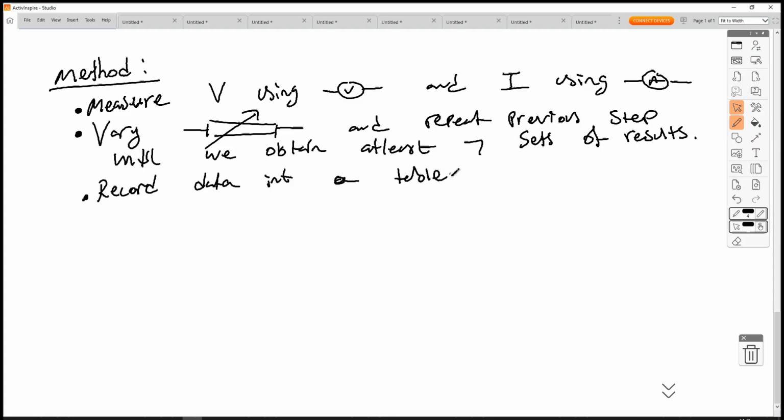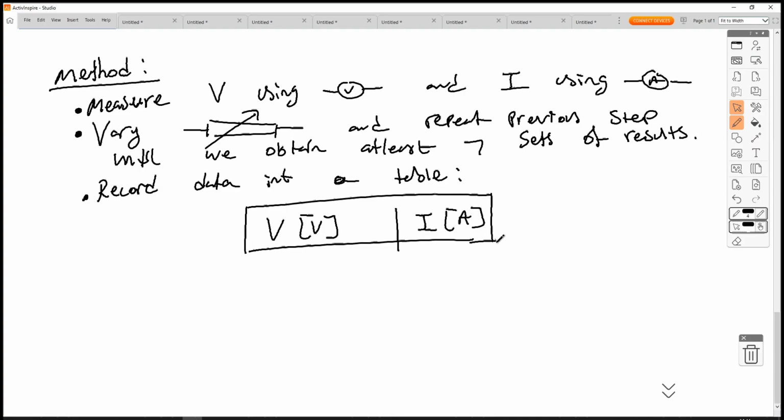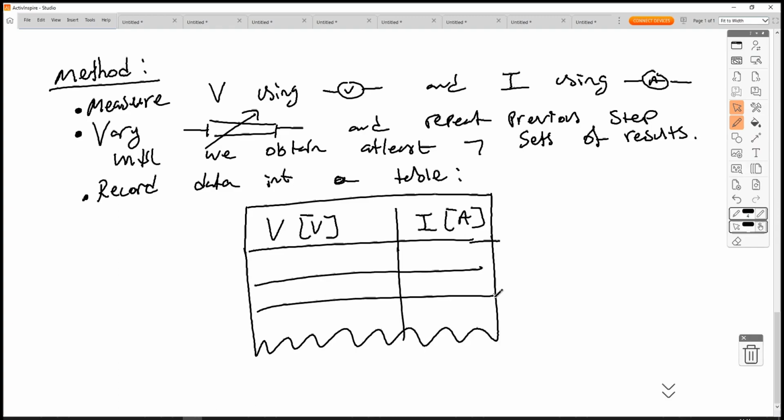Now, whilst we're saying record into a table, we should also show what that table looks like. So V measured in volts, I measured in amps, so you'll have some values recorded in here, whatever they may be.